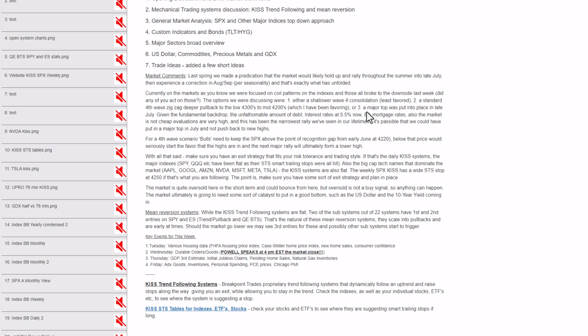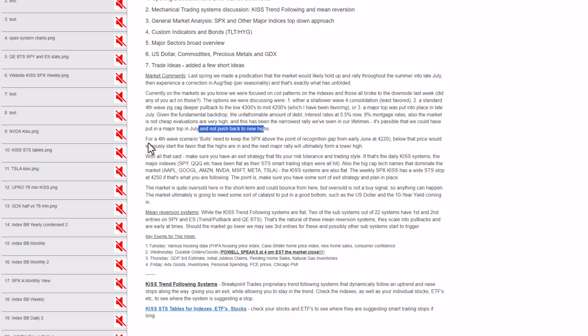Again, guys, like I said, the thing that bothers us with the market longer term is the fundamental backdrop, the unfathomable amount of debt. We're over 33 trillion now in debt. Interest rates are now 5.5%. Mortgage rates are about 8% now. Also, the market is not cheap by valuations, PE ratios. They are very high, right? This has also been the narrowest rally we've seen in our lifetimes. So it's also possible that, like I said, we put in a major high in July.